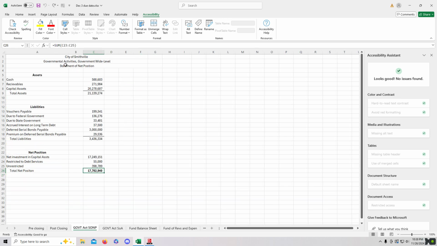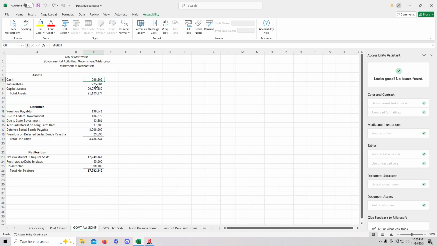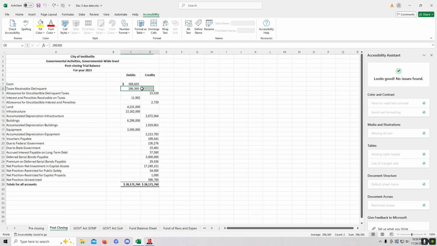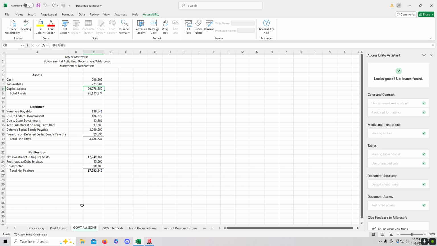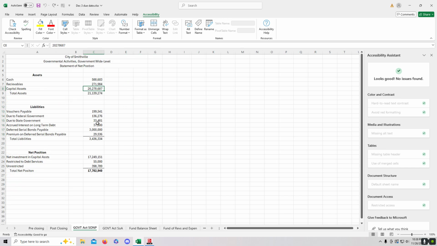For the governmental activities and government-wide level statement of net position, I got cash equivalent to the post-closing cash, the receivables as the sum of all these receivables. So adding the debits and subtracting the credits. The capital assets, it's the sum of all these assets minus their depreciation.